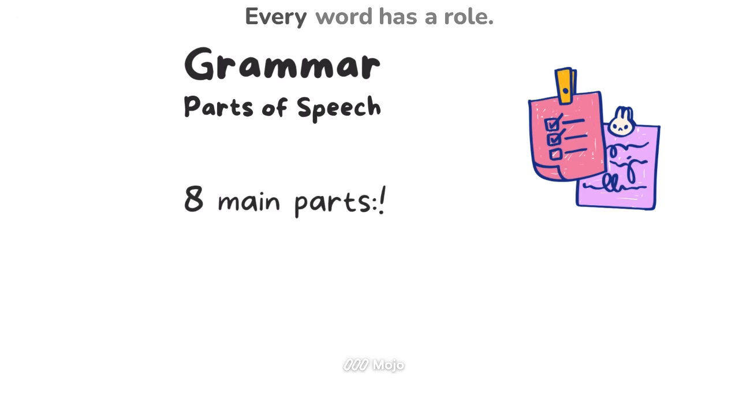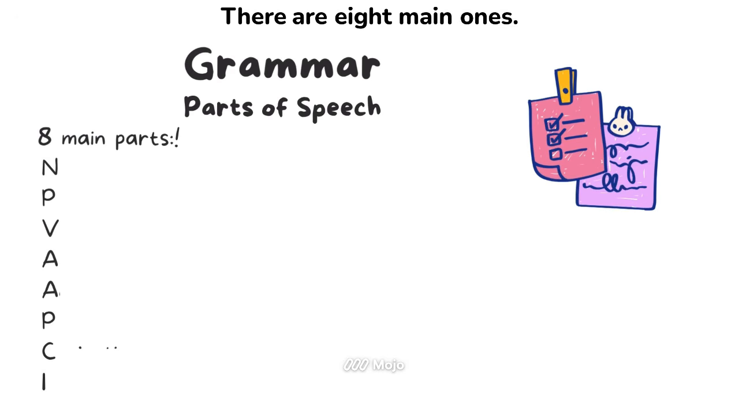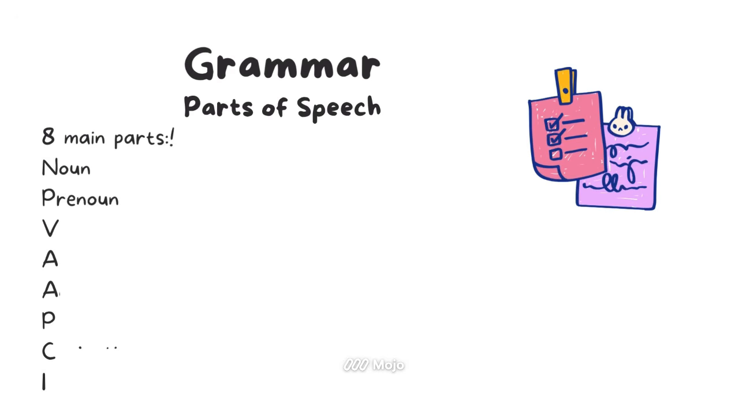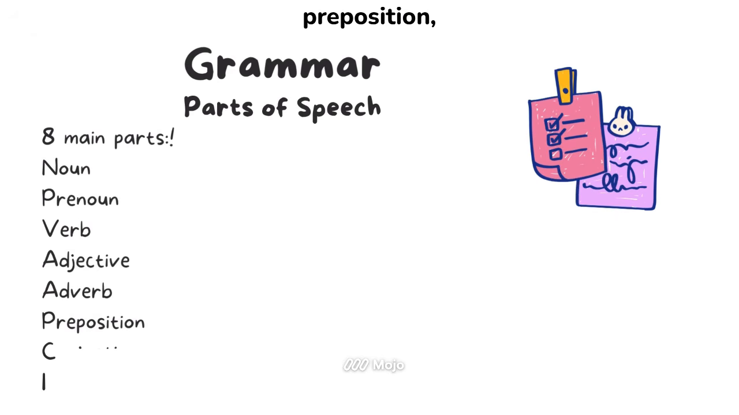In English, every word has a role. It belongs to a category called a part of speech. There are 8 main ones: a noun, pronoun, verb, adjective, adverb, preposition, conjunction, and interjection.